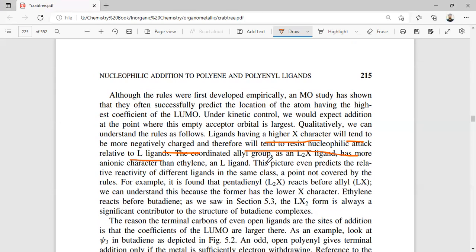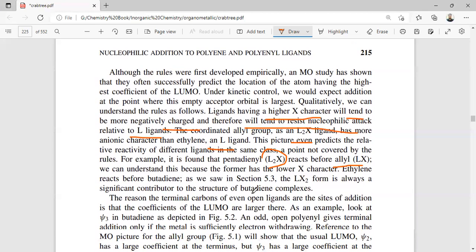The coordinated allylic group, such as an L2X ligand, has more anionic character than the ethylenic L ligand. The picture even predicts the relative reactivity of different ligands in the same class. For example, it is found that pentadienyl, which is an L2X type ligand, reacts faster than allyl, LX. We can understand this because the former has a lower pi acceptor character. Ethylene reacts before butadiene, and the LX2 form is always a significant contributor to the structure of the butadiene complex.